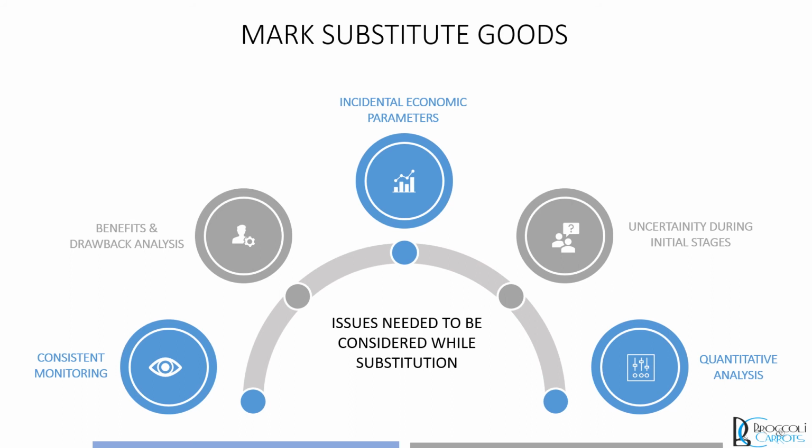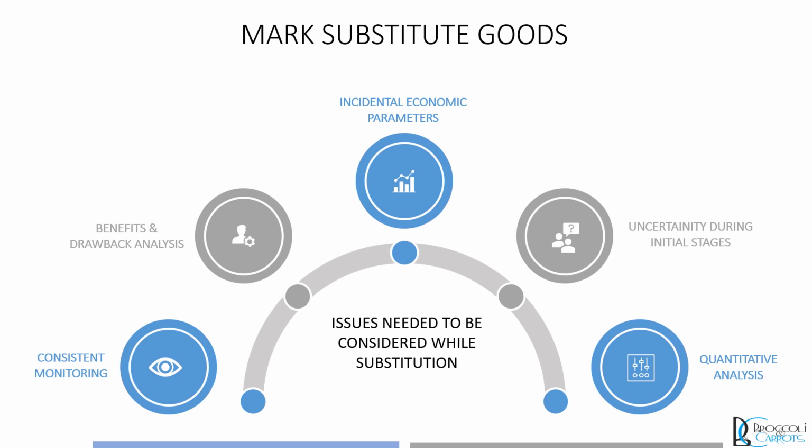Issue number 3, incidental economic parameters. The economic parameters that also should be considered while implementing material substitution are direct material and labor, cost of redesign and testing, cost of new tools and equipment, cost of change in performance, and overheads.